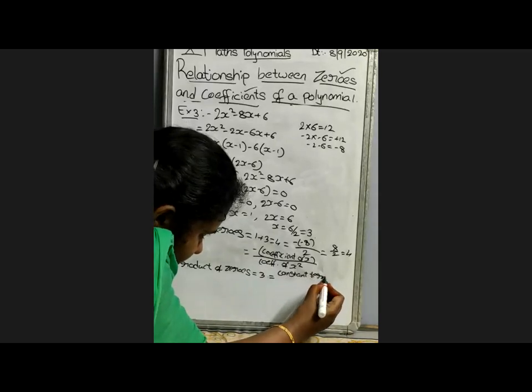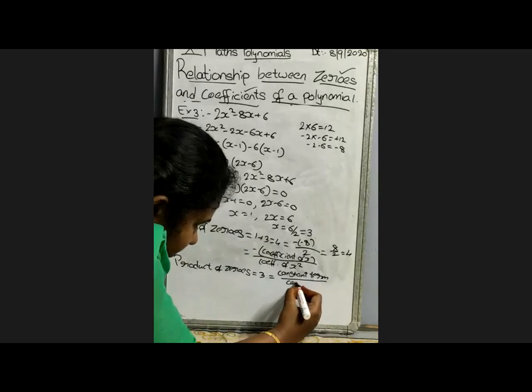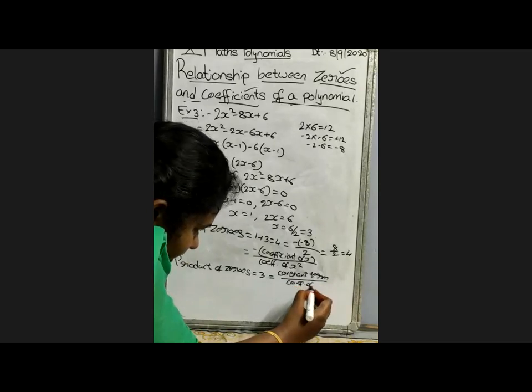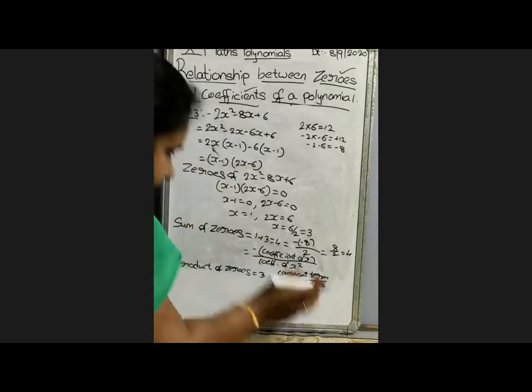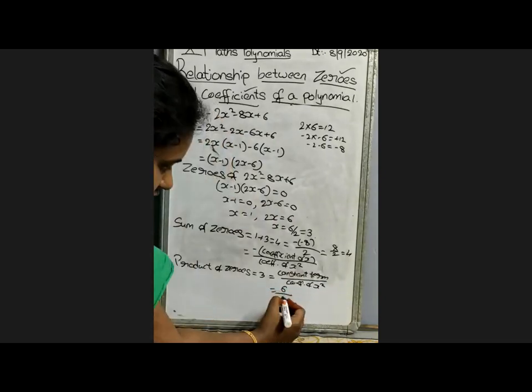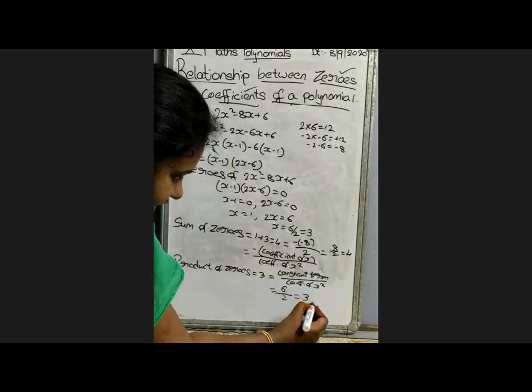Now you can write constant term by coefficient of x square. What is the constant term here? 6. 6 is the constant term by x square. The x square coefficient is how much? 2. So 6 by 2 how much? It is 3. Now see, first we have to find out the factors, otherwise we can do it directly also.